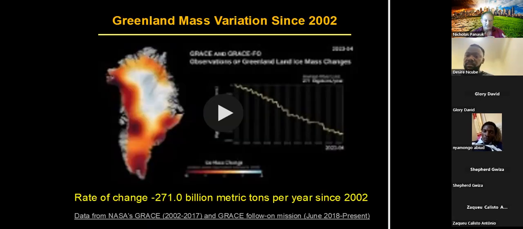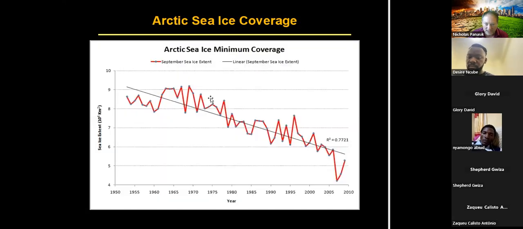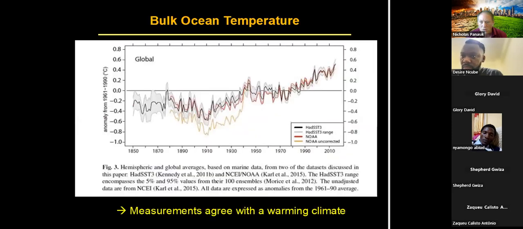So we're looking at these data sets, comparing them to what our predictions might be. Here's Arctic sea ice. We can see that's dropping as well. And it looks like before we get to bulk ocean temperature, we'll probably have to stop because it looks like we've reached our time point.